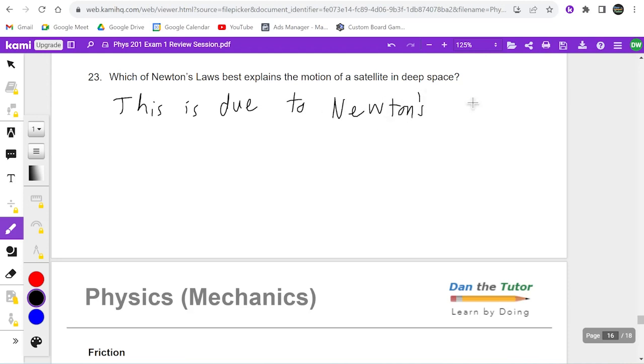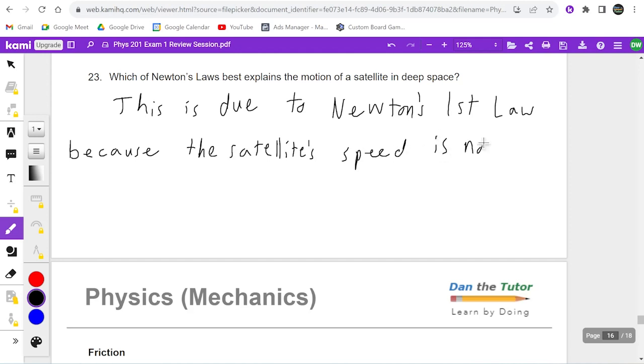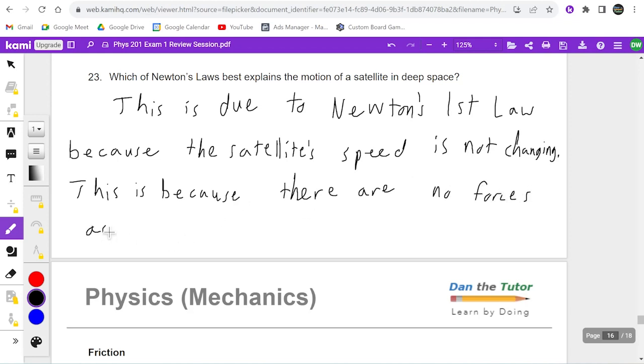Remember, Newton's first law talks about the acceleration being zero and constant speed. So what I'm going to write is this is due to Newton's first law because the satellite's speed is not changing. This is because there are no forces acting on the satellite.